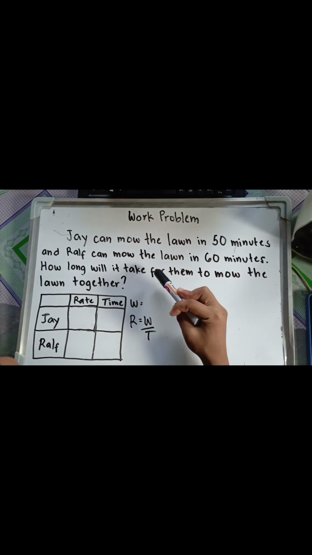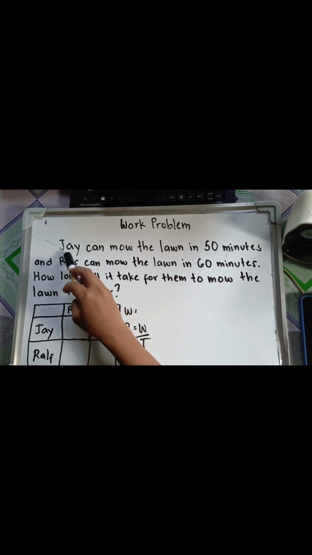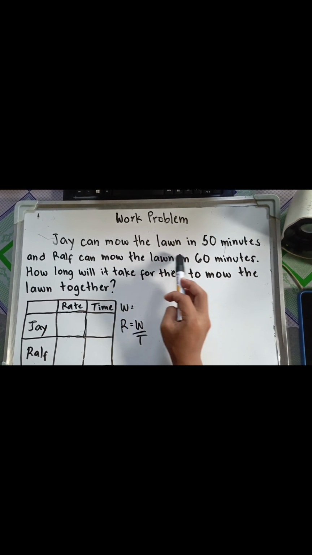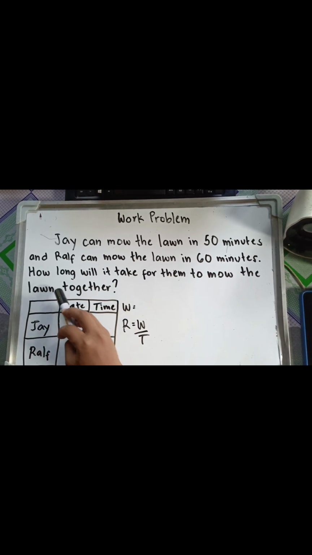Now I'm gonna show you how to solve a work problem. So this is our problem. Jay can mow the lawn in 50 minutes and Ralph can mow the lawn in 60 minutes. How long will it take for them to mow the lawn together?